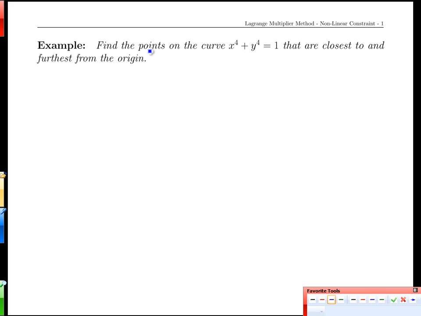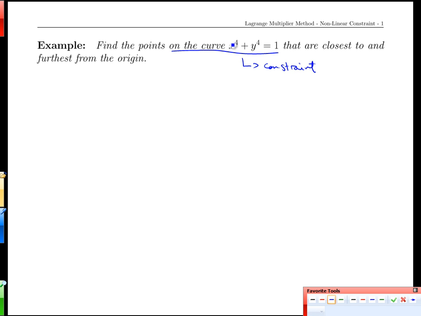In this example, we're going to consider an optimization problem which has a constraint that is nonlinear. So it's going to be slightly more intricate in terms of the calculations, though the underlying ideas are the same. The idea here is to find the points on the curve x to the 4 plus y to the 4 equals 1. And so that would be our constraint.